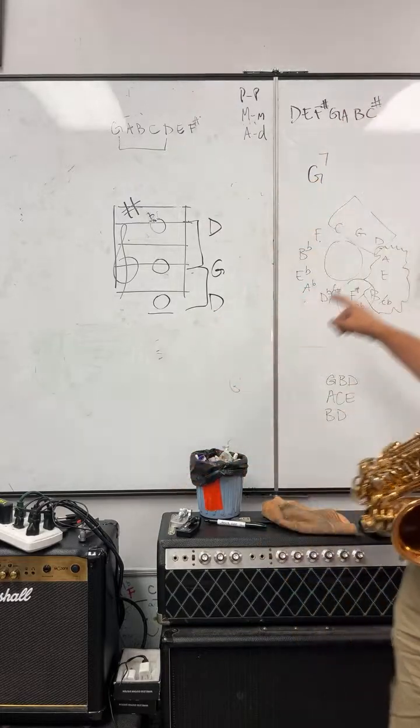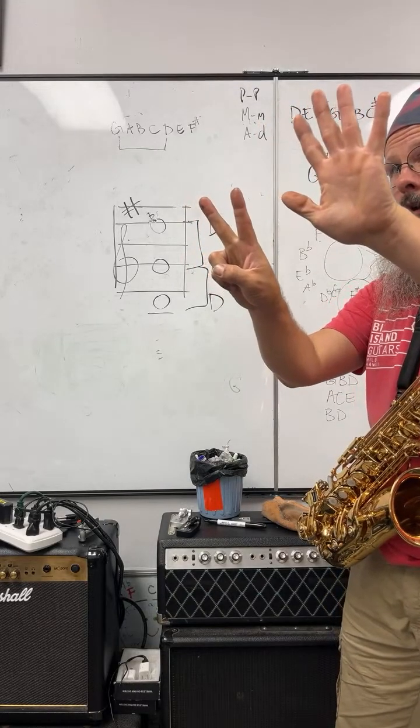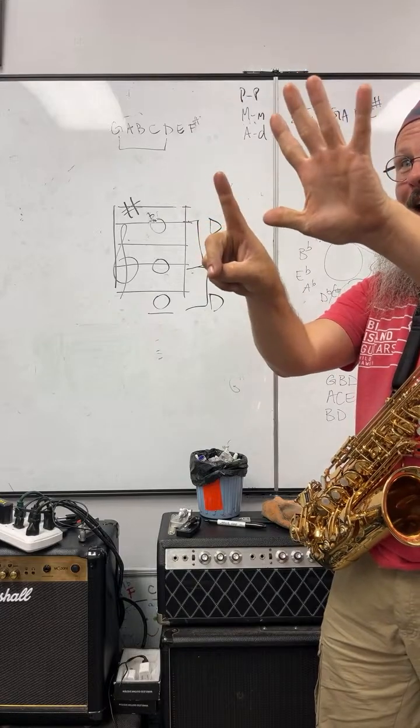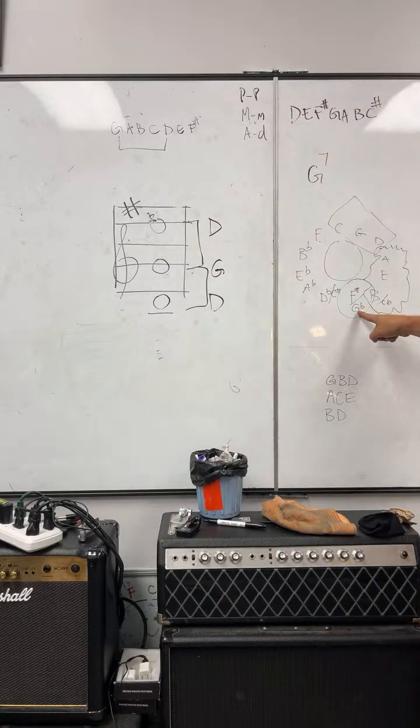Watch this. How many sharps are in the key of G? One. How many notes are in a scale? Seven. How many sharps in G? One. How many flats in G flat? Six. Yeah. 1, 2, 3, 4, 5, 6. It's the whole number of notes minus the sharps. Always works every single time.